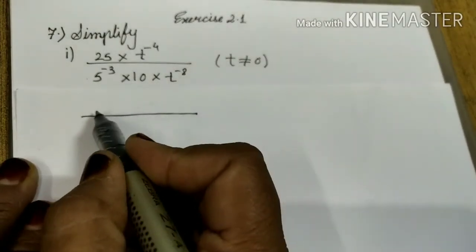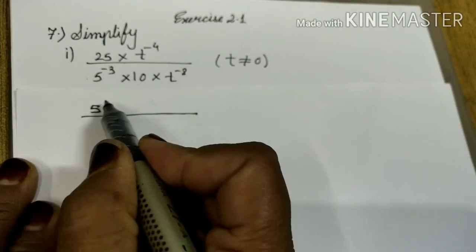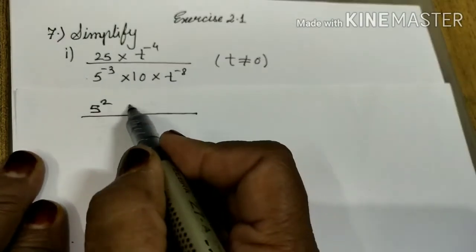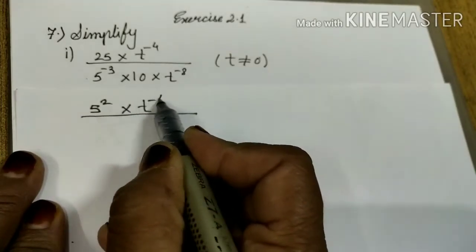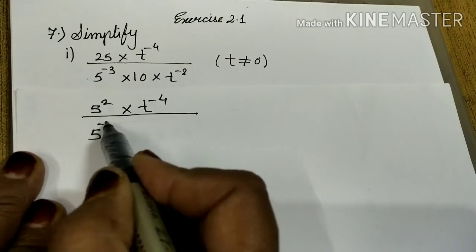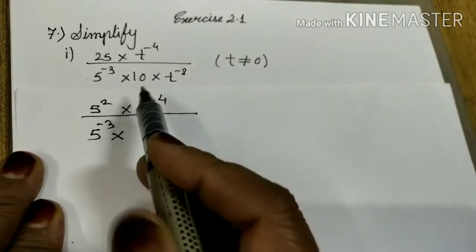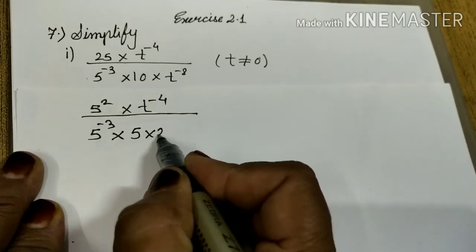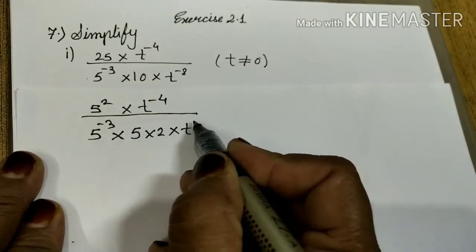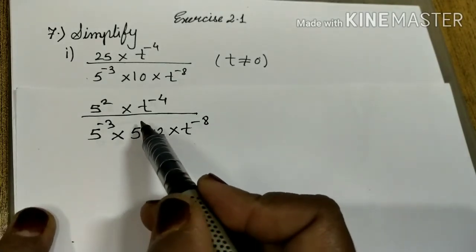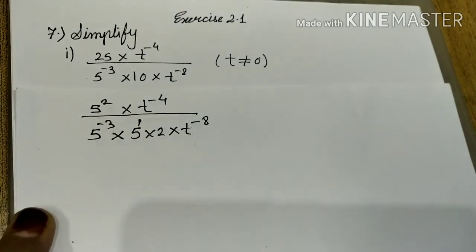Now 25, we know that 5 square is 25. So instead of 25, we'll write 5 square into t raised to minus 4. In the denominator, 5 raised to minus 3 into, now this 10 we will write 5 into 2 into t raised to minus 8. We know that if there is no power, it means always there will be 1.